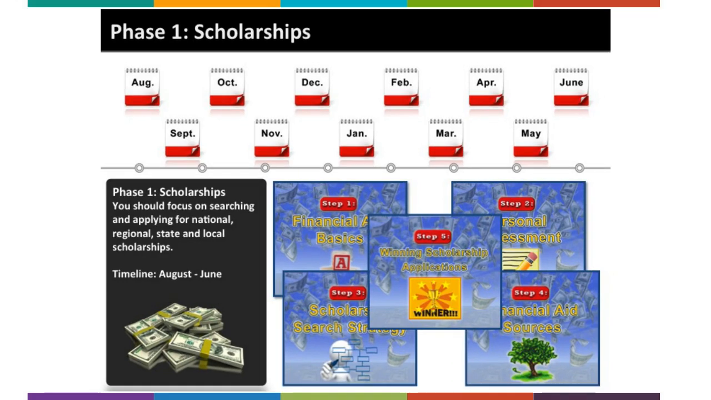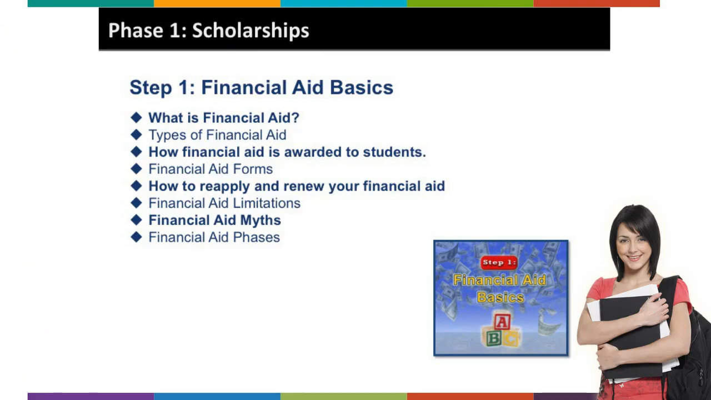In Phase 1, Scholarships, you'll learn how the financial aid process works, how financial aid is awarded to students, and how to start searching and applying for various types of scholarships, such as national, regional, state, and local scholarships. Actually, all throughout your senior year of high school, you should continuously search and apply for scholarships. There are 5 interactive financial aid lessons in Phase 1. First, we'll start off in Step 1, Financial Aid Basics.